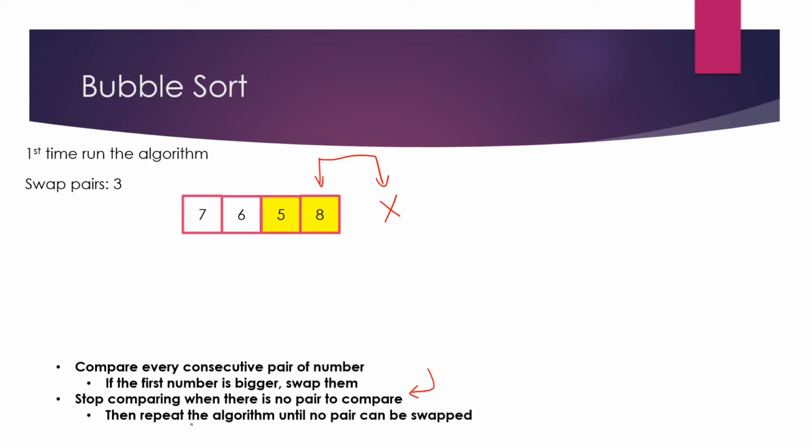So you're going to repeat the algorithm, and since we swapped a pair 3 times, the condition that no pair can be swapped is false, so we can repeat the algorithm. Now you can see we repeat the algorithm, so this is going to be the second time that we run the algorithm. We're going to reset the swap pair to 0. So the first pair is going to be 7 and 6. Yes, 7 is greater than 6, so you're going to swap them, and swap pair updates to 1.